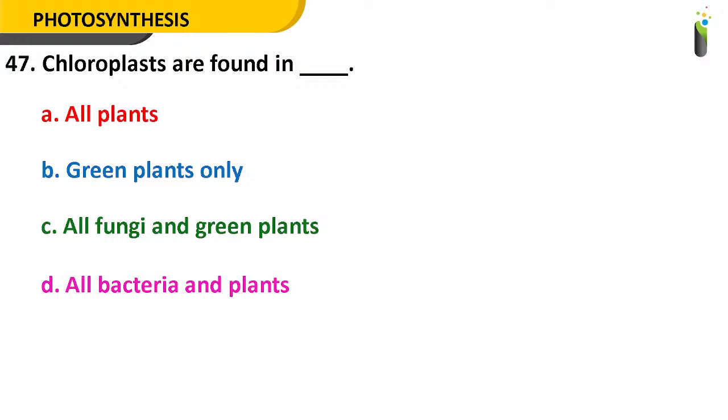And the correct answer for this question is B. Green plants only. In fact, chloroplast, that is the reason why we call it as a green plastid, right? So it is present in the green plants.